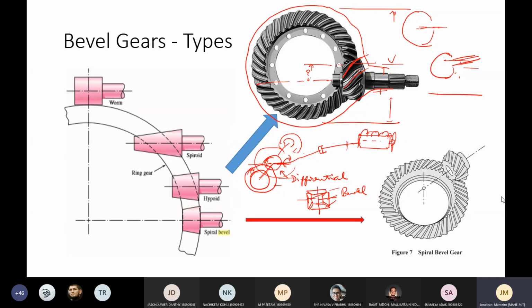So this is about the different types of gears. You can also have a spiral bevel gear. But we cannot go for a very high helix over there. You see the helix angle is quite different from the helix angle and the curvature that we see over here when you compare with hypoid and spiral bevel gear.